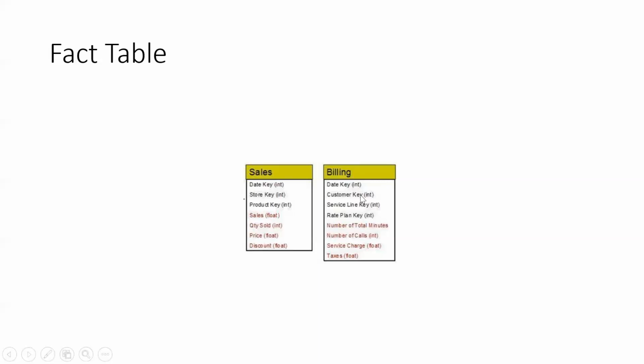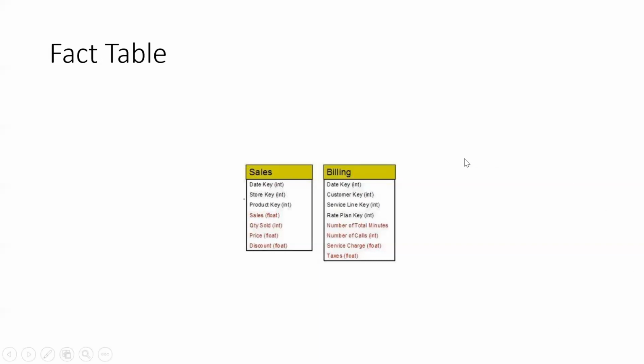Same thing for billing as well. You can see the highlighted one is the main fact data. And apart from that, to set up a relationship between multiple dimension tables, we are using the foreign keys. Okay, just like customer key. Customer key is for setting up a relation to the customer table. There is a customer dimension table. Customer key is the primary key of that customer dimension, and we are setting the relationship there. Service line key, rate plan key, those are all keys.